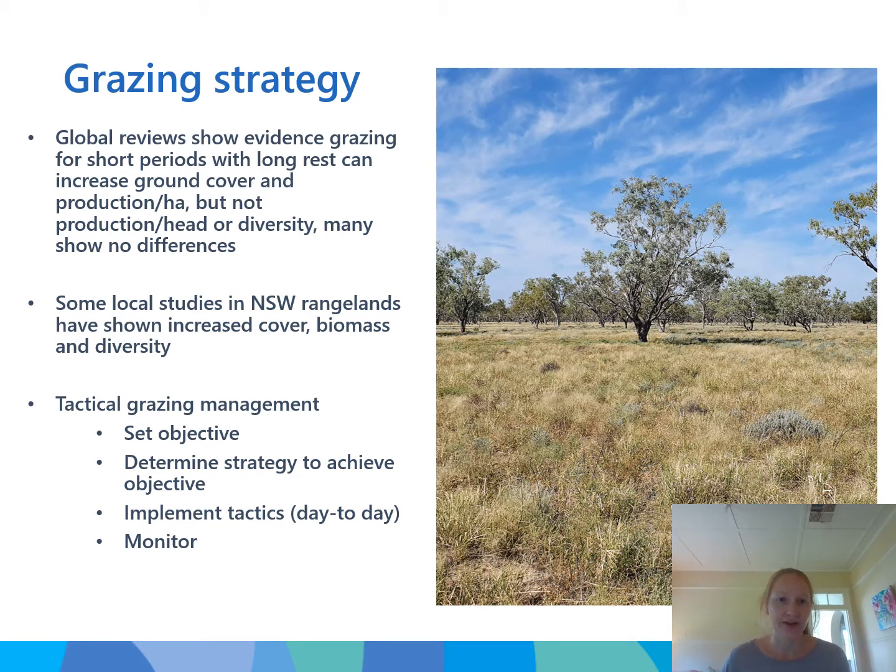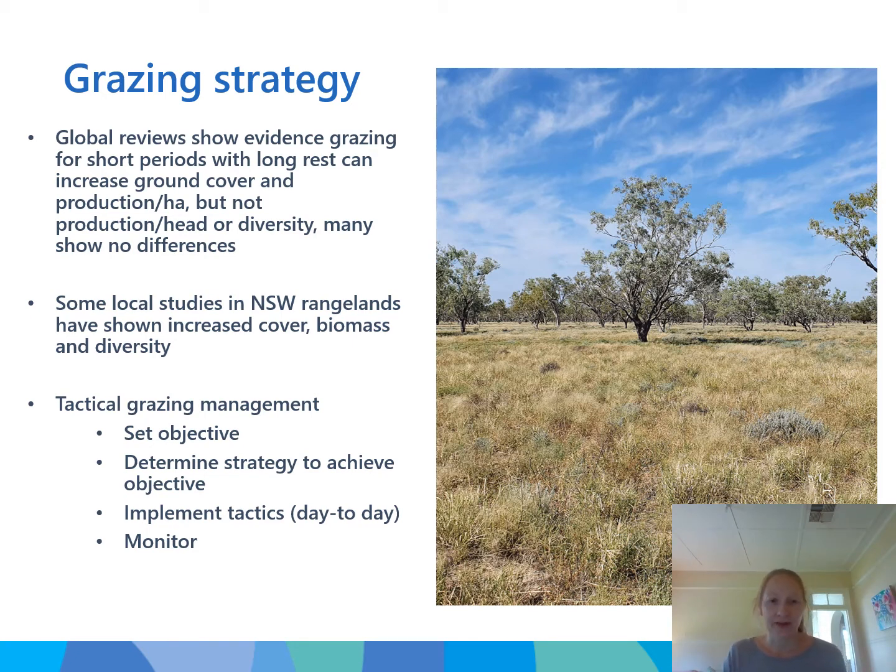In terms of the effect of grazing strategy, the scientific research on this is a bit mixed. Global reviews have shown that there is some evidence that grazing for short periods with long rest can increase ground cover and production per hectare, but not necessarily production per head or a change in diversity. And many of these reviews show no differences at all between grazing systems. This is in contrast to a lot of the anecdotal evidence from producers who do promote a lot of benefits from these systems. And this disconnect between this scientific research and the producer experience, it may just be explained by the smaller scales and shorter timeframes at which scientific research experiments are conducted, as well as the presence of confounding variables such as stocking rate or inflexible management regimes in experiments, which aren't necessarily reflective of what actually happens in these systems.